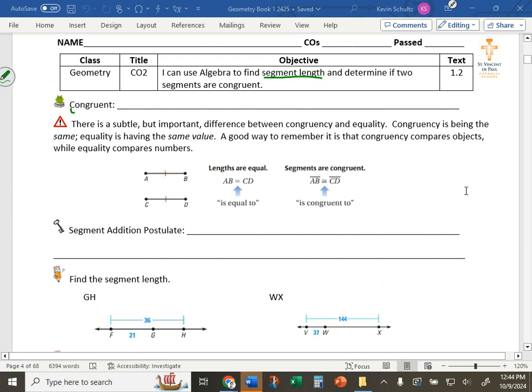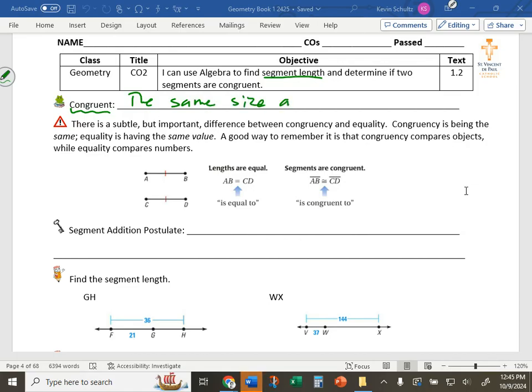And the word congruent is one you probably know what it means. What does the word congruent mean? Anyone? Not complementary. The same. Okay, and we say the same. It is the same size and shape. Same size and shape.